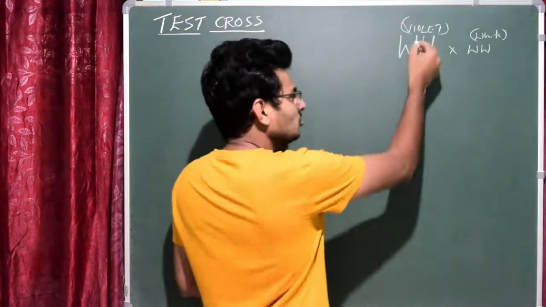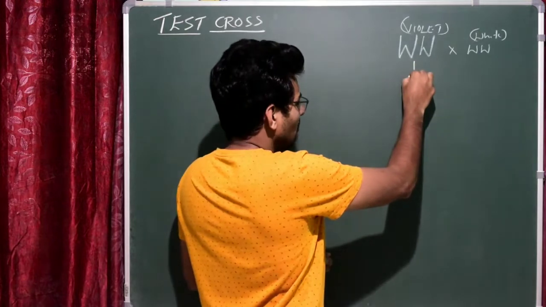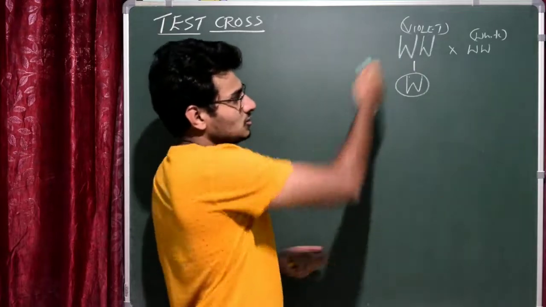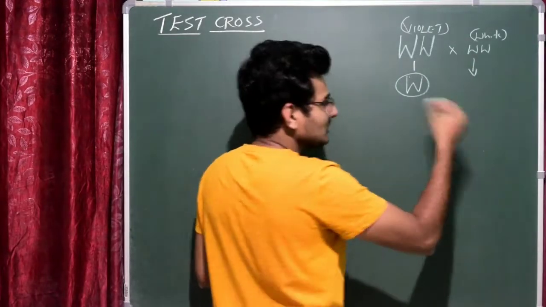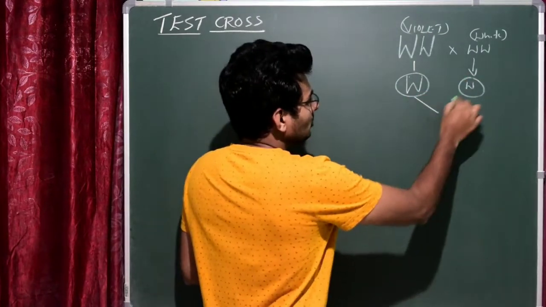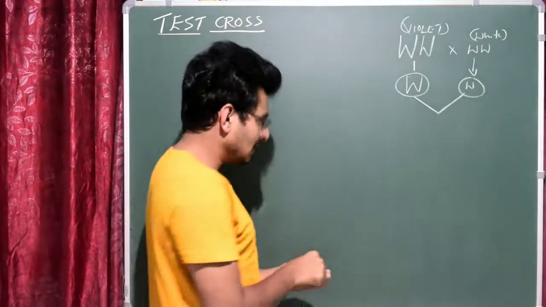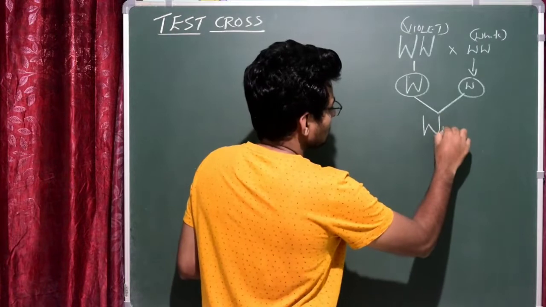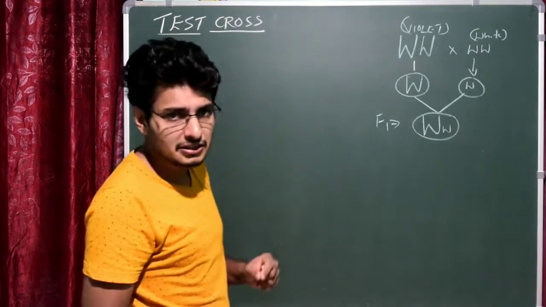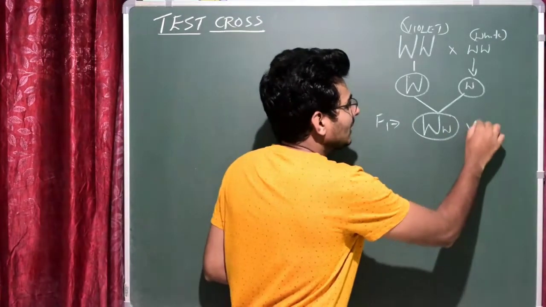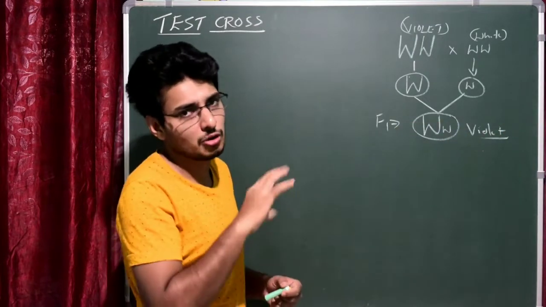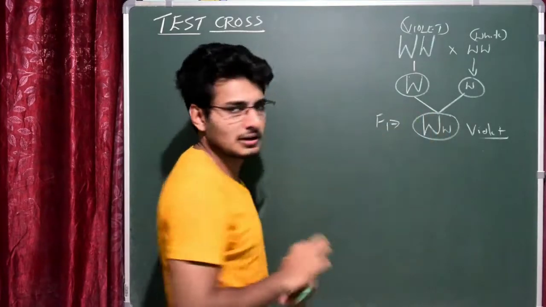Due to the cross, the gamete, one possibility, is capital W. I am not going to write another gamete because it is homozygous, so it will have the same type of allele. Here we write small w. These two fuse during fertilization, and what you get is heterozygous. All the plants produced in F1, or filial generation 1, are violet colored flowers because of the presence of capital W, according to Mendel's first law of dominance. So this will suppress this one, as we know.